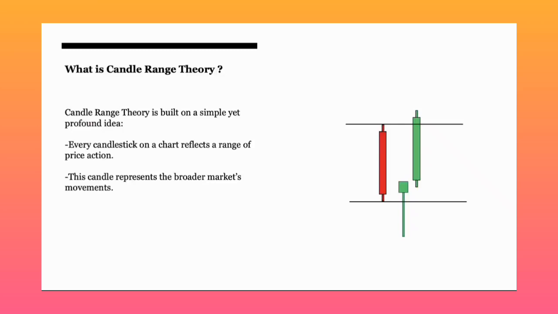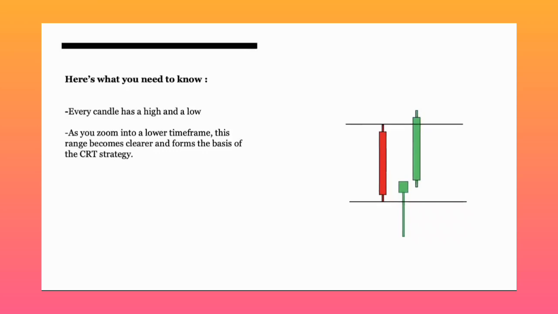Candle range theory is built on a simple yet profound idea. Every candlestick on a chart reflects a range of price action. When viewed from a higher time frame, this candle represents the broader market's movements, and when zoomed into a lower time frame, you'll notice the micro movements forming within that range. Here's what you need to know.